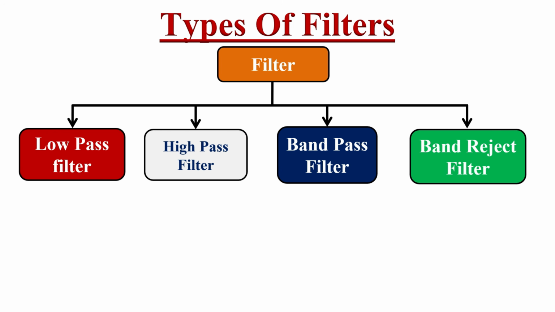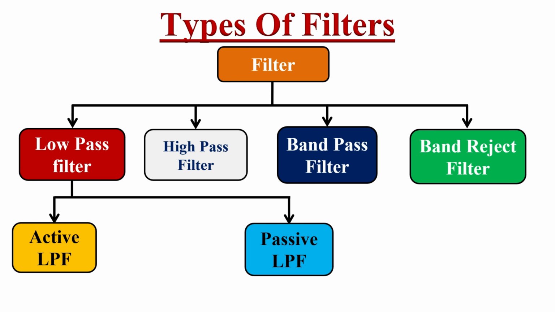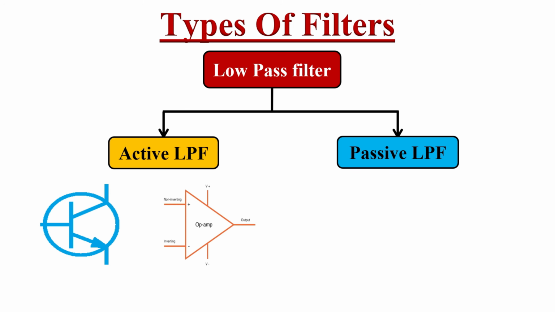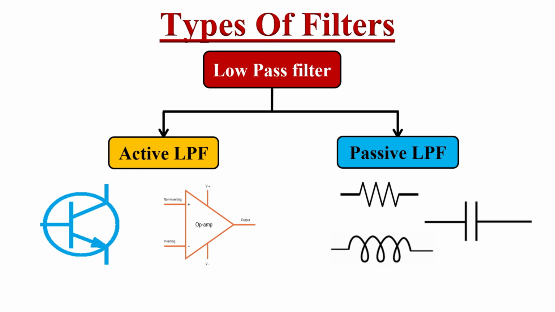So in this video we will discuss the low pass filter. This low pass filter can be further classified into two types. The first one is the active low pass filter, and the second one is the passive low pass filter. This classification is simply based on the components used to design the filter circuit. If the filter circuit is designed using active components like op-amp and transistor, then such filters are known as active low pass filters. On the other hand, if the filter circuits are designed using passive components like resistors, capacitors and inductors, then such filters are known as passive low pass filters.